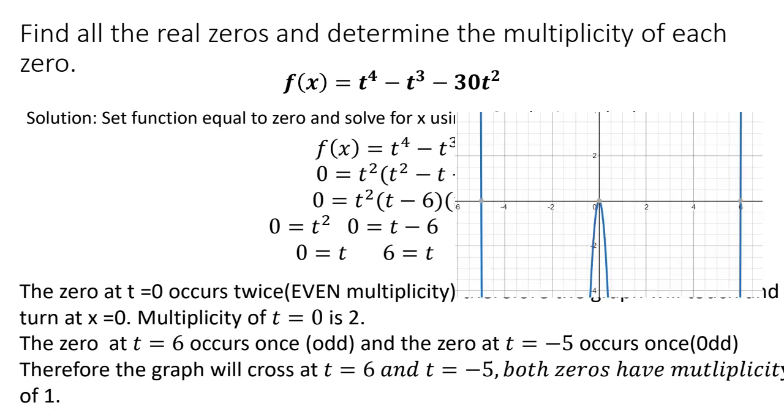It didn't ask to graph it, but if you were to graph it here, you can see these are my zeros, and at my 0 for this one here, the graph crosses. At 0, it touches and turns, and then over here, it's going to cross as well.